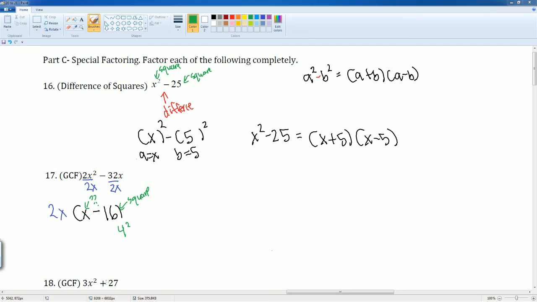So yeah, that's it. We can't do anything else, because again, if there aren't two squares, you can't use difference of squares. Remember, it requires two different squares. So the final answer here is just 2x parentheses x minus 16. That's it.